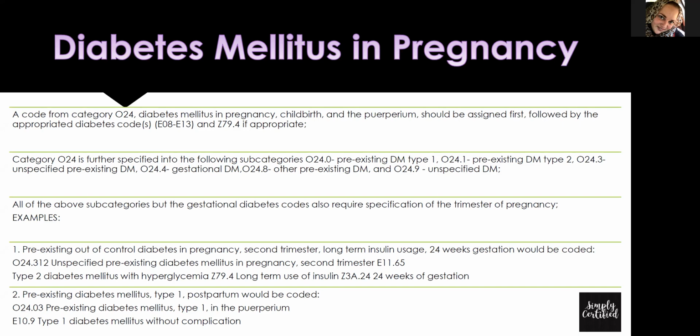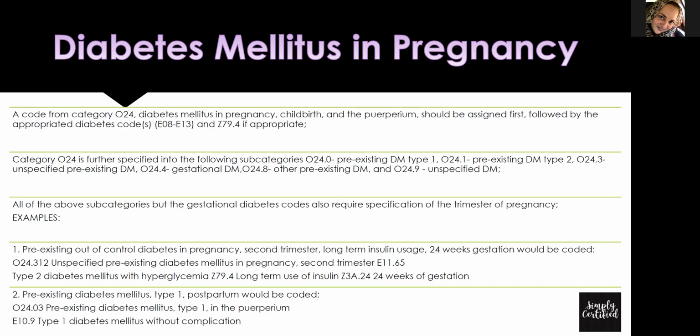Diabetes in pregnancy was already there, but you're still going to use the code from category O24, right? And then you're going to code the type of diabetes. You're going to use your E codes to code the diabetes and the complications and any control if applicable. These are broken down by type though. They might have pre-existing type 1 diabetes, so you would use a code from O24.0, or they might have pre-existing type 2, and then you would use O24.1.